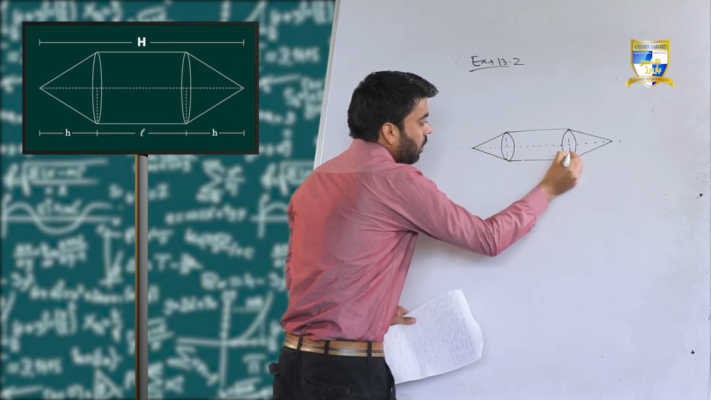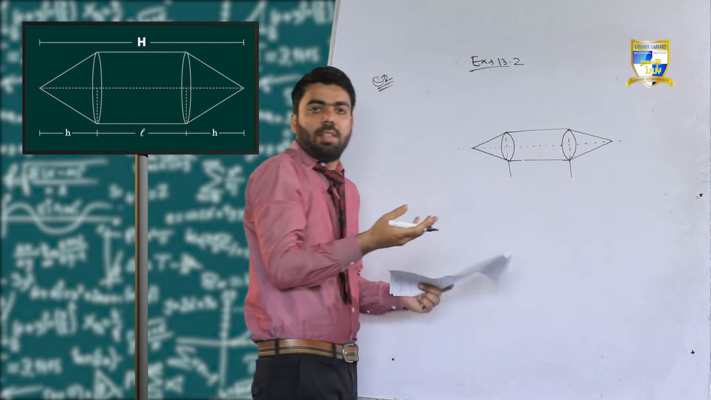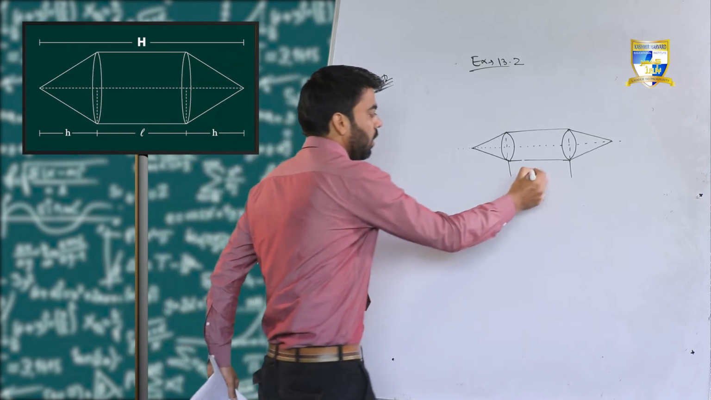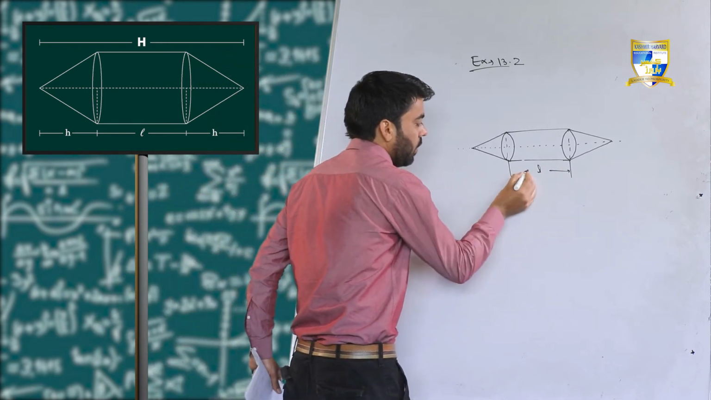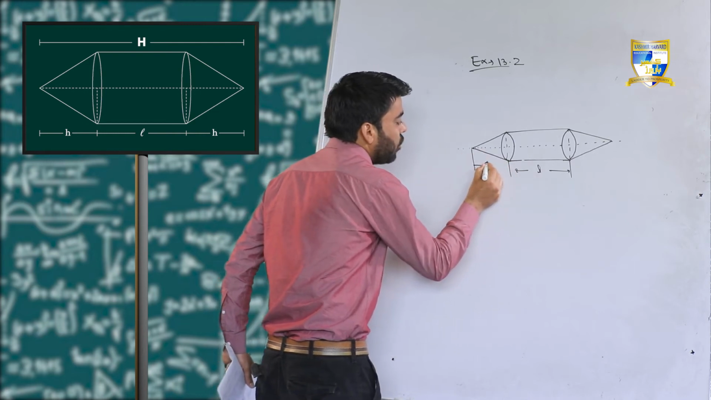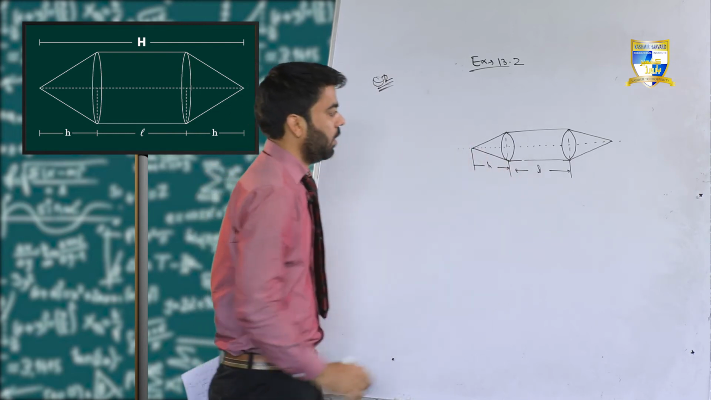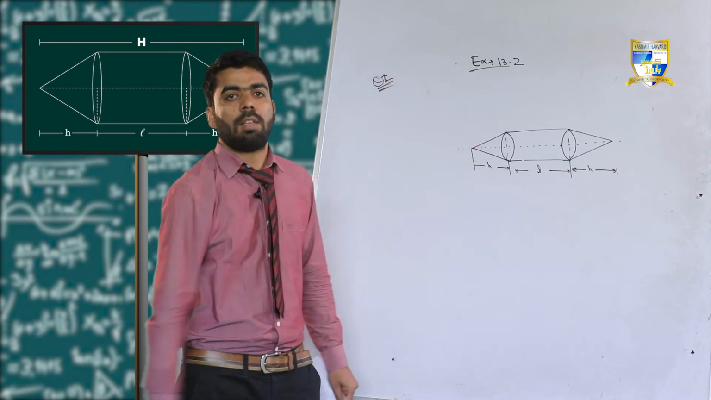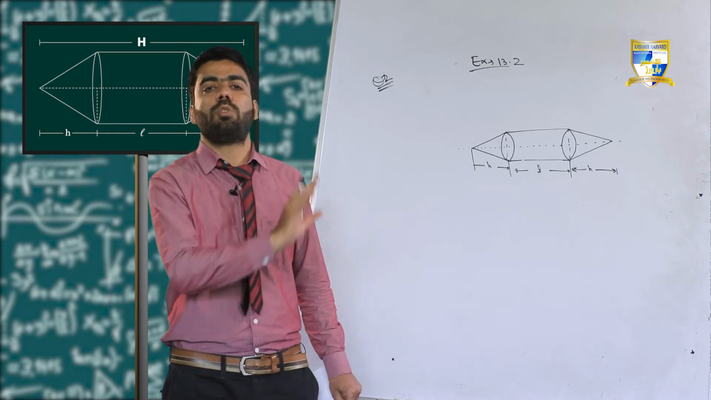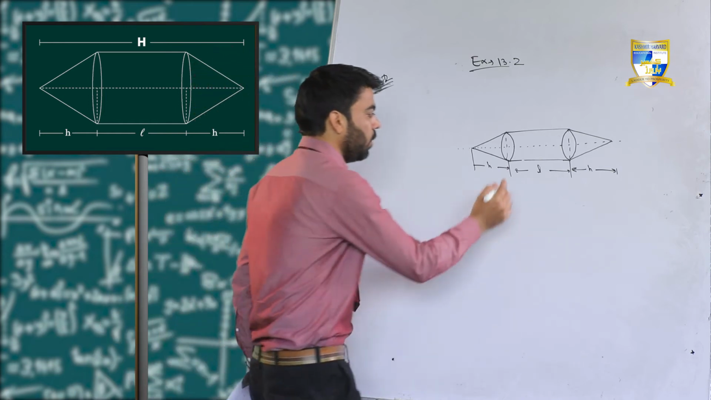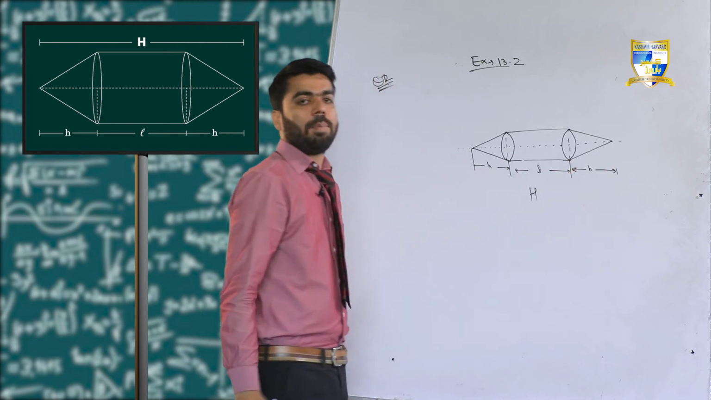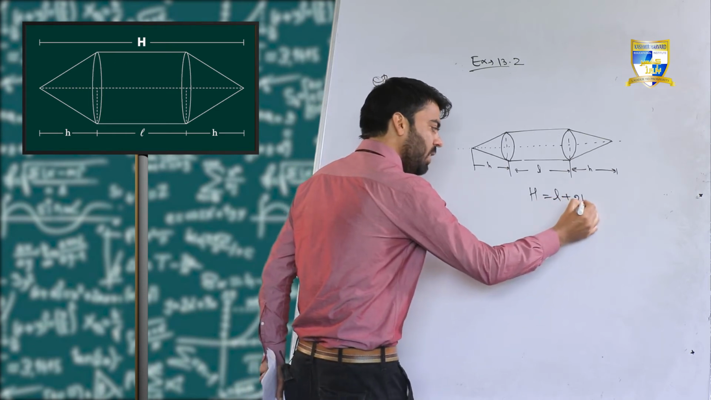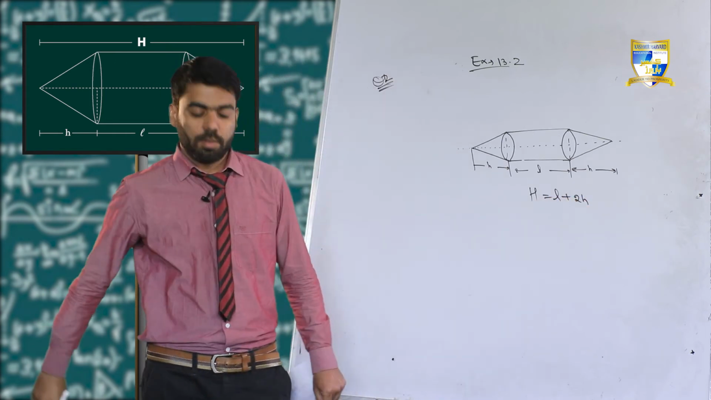From this part to this part, we can call it the height or the length of the cylindrical part. So let it be small l, and then it will be h, the height of the cone. This again is h, the height of the cone. What is the total length of this model made by an engineering student whose name is Rachel? So the total height, let us denote by capital H, is simply small l plus twice h, as simple as it is.